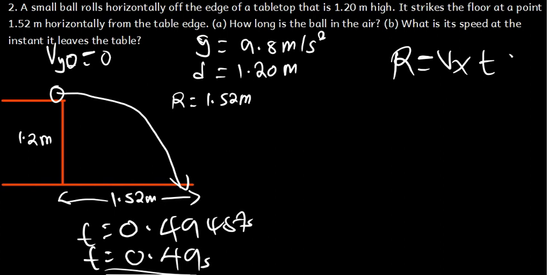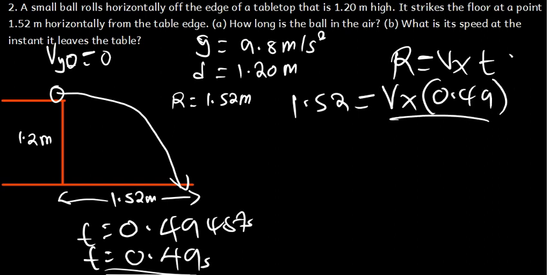So in this case, since we have this range, we also have the time. We can find the Vx. That Vx is going to be our speed. So in that case, we can say that we have our range, which is 1.52. This is going to be equal to the Vx, which we don't know, times the time, which we have found to be 0.49.